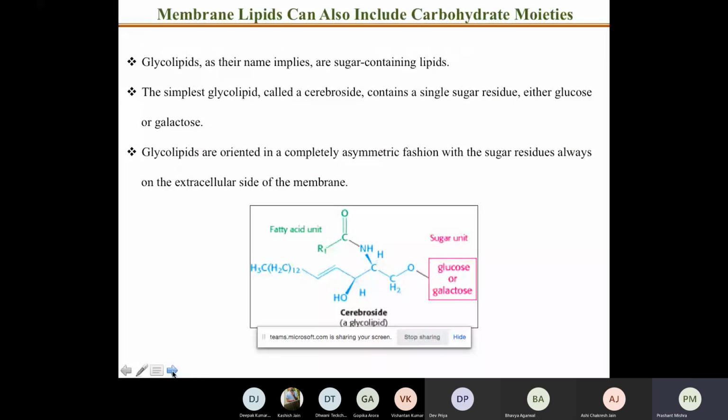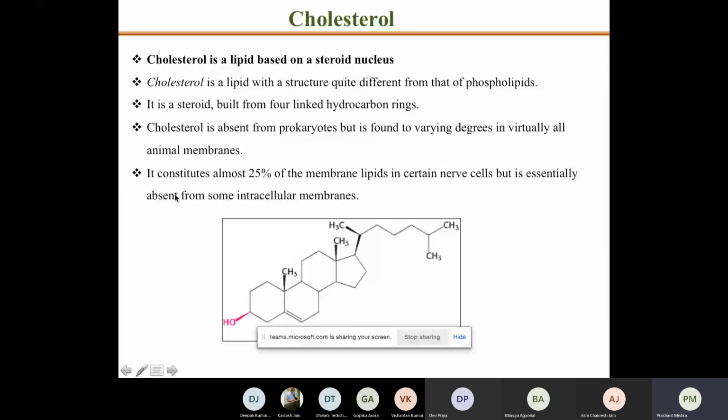Now, coming to how the sugar unit is attached to the membrane, you have seen in the first slide that glycolipids are present. These glycolipids refer to the presence of a sugar unit in the structure, and this sugar unit could be different.